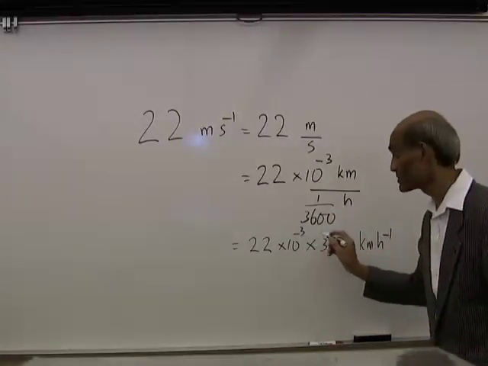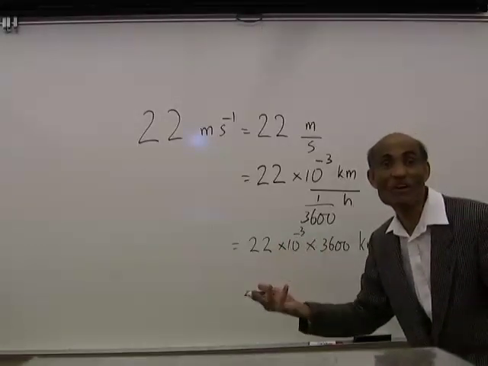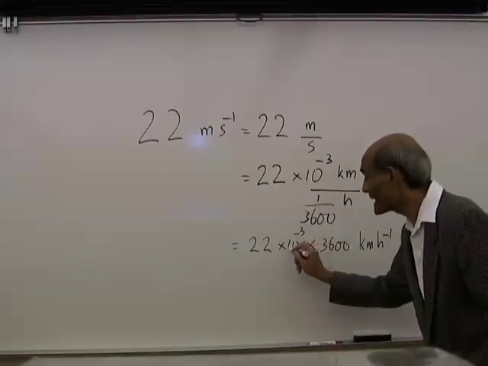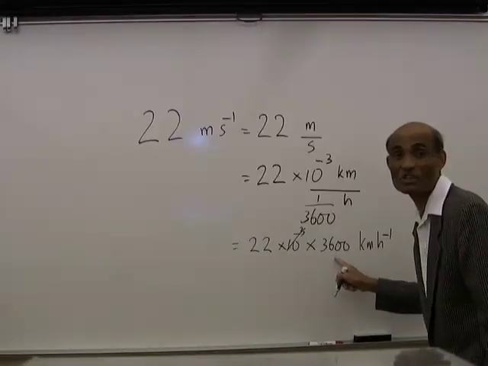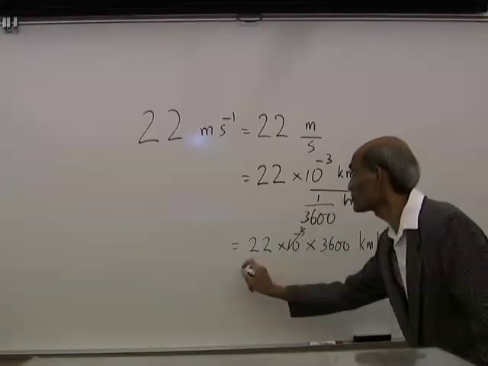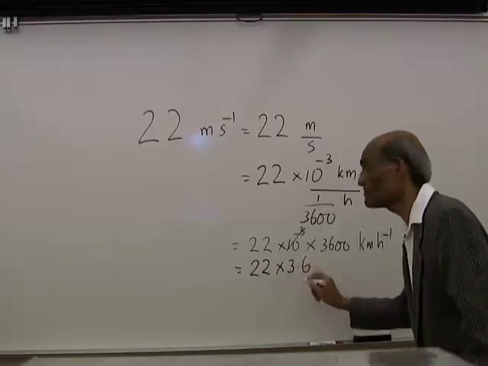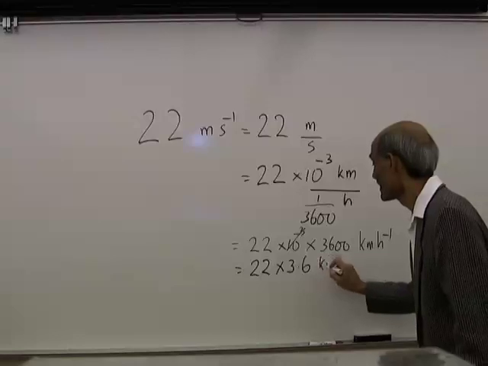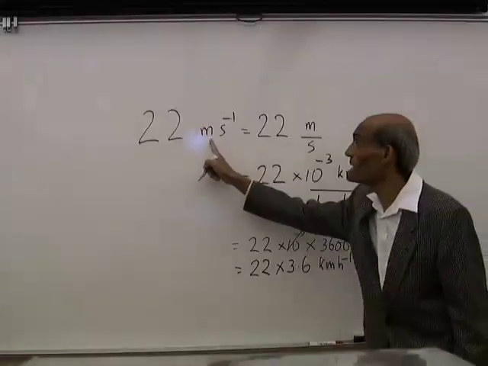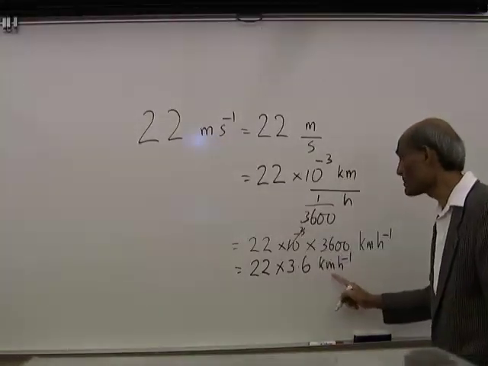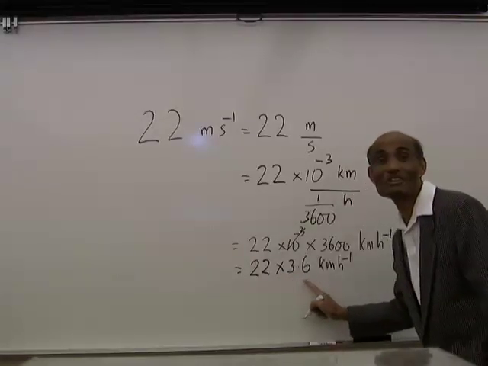Now, actually there is a very easy, quick way to convert meter per second to kilometer per hour. Let me show this to you. Look at this. 10 to the power of negative 3 means divide by 1,000. So if I cut this off, all you need to do is divide 3,600 by 1,000. So this is the same as 22 multiplied by 3.6 kilometer per hour. So in order to convert meter per second to kilometer per hour, all you need to do is multiply the number by 3.6.